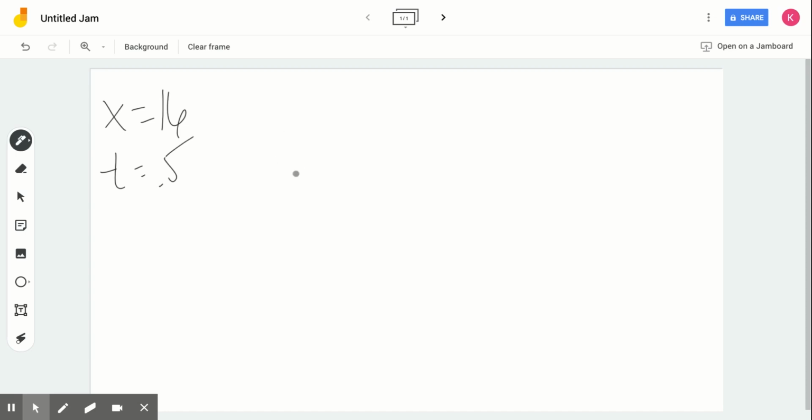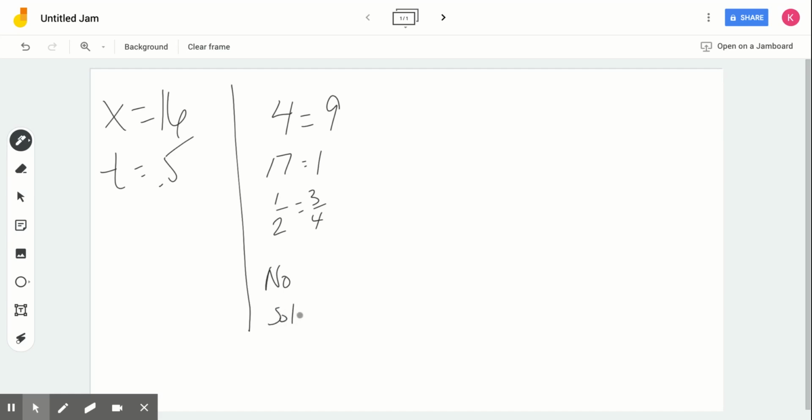So when you're looking underneath of that, it's going to ask for some examples. Some examples of no solution might be an answer that said something about 4 equals 9. This would be an example of no solution because we all know that 4 is not the same as 9. So these are not equal. This is a no solution. Another one could be something like 17 equals 1. We know that 17 and 1 are not equal. Another one could be something like 1/2 equals 3/4. We know that these again are not equal. So these are all called no solution.